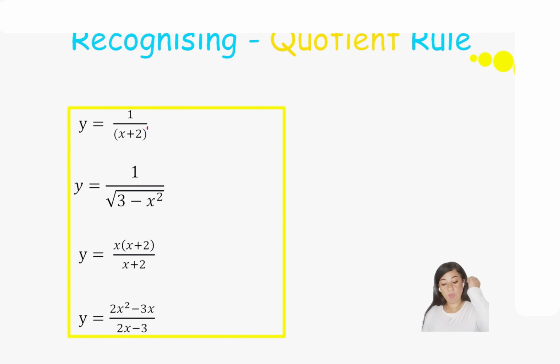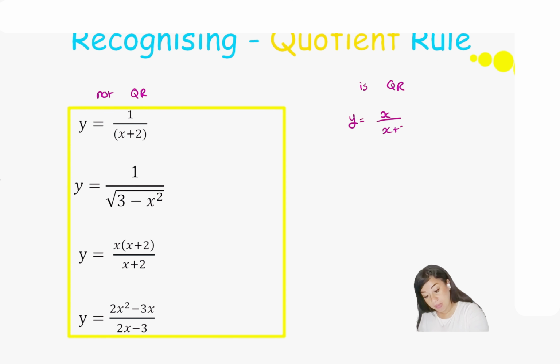If I didn't have 1 on the top, if I had x on the top, x over x plus 2, can I cancel these x's? No, I can't, because there's a plus in the middle, right? So like this, y equals x over x plus 2, then yes, this is a quotient rule because there's a fraction and I can't get rid of that x on the top.